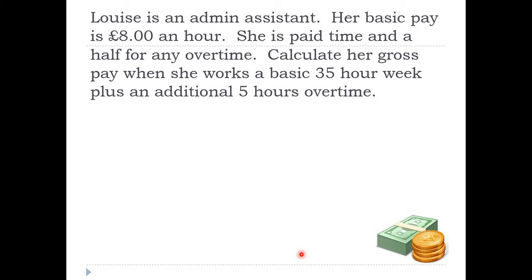So Louise is an admin assistant. Her basic pay is £8 an hour. She's paid time and a half for overtime. Calculate her gross pay when she works a basic 35-hour week plus an additional 5 hours overtime.